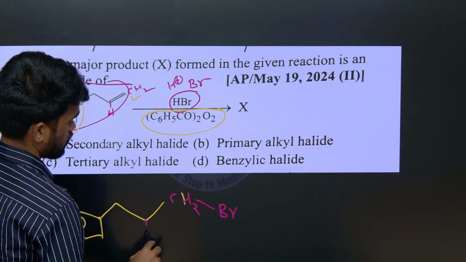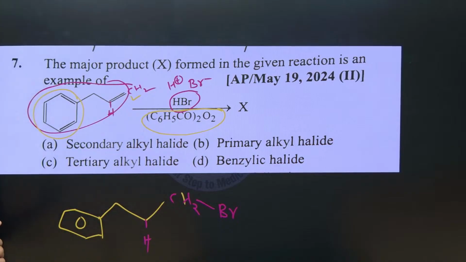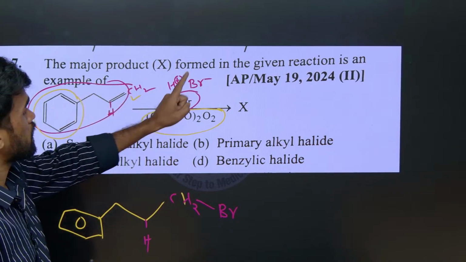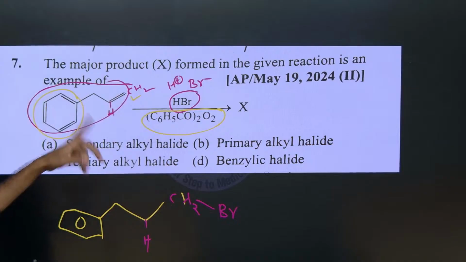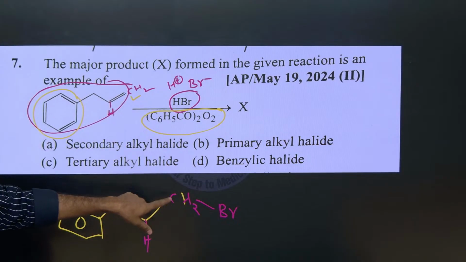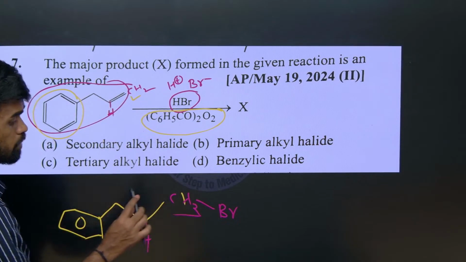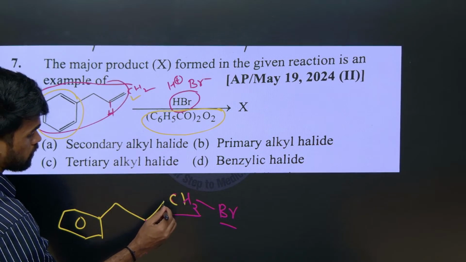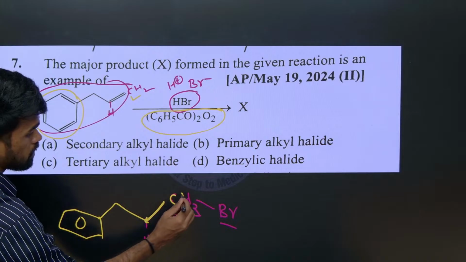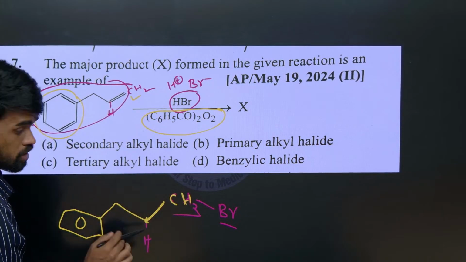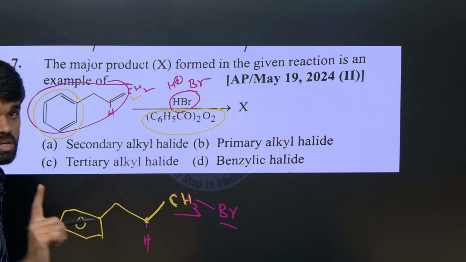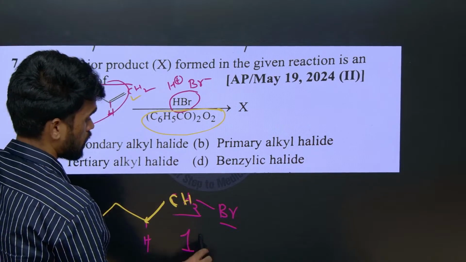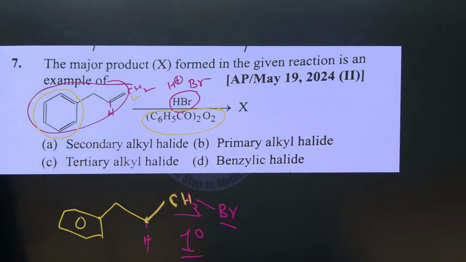So what are they asking? The major product X formed in the given reaction is an example of what? This is an example of primary, yeah. So which kind of carbon is it? The halogen attached carbon, see, this is attached directly to one carbon, right? Only one carbon. I mean, this carbon is surrounded by only one carbon. It means it is a primary alkyl halide. So X is B, that's it.